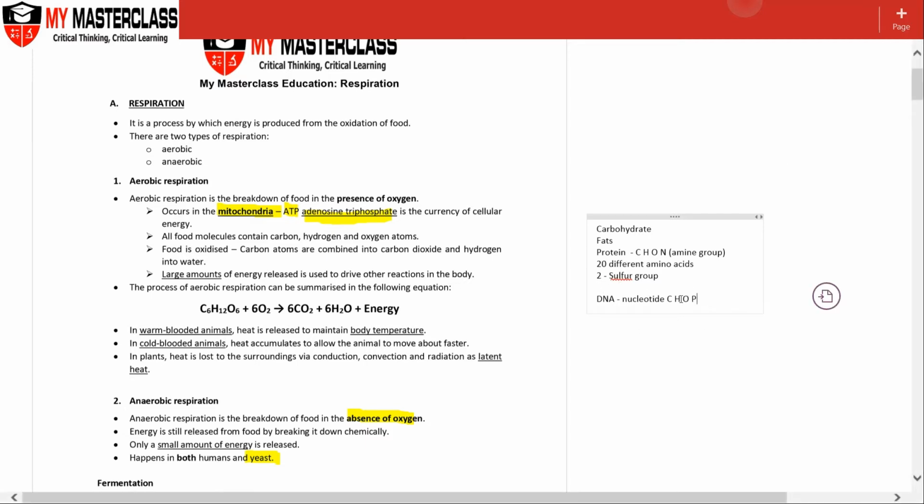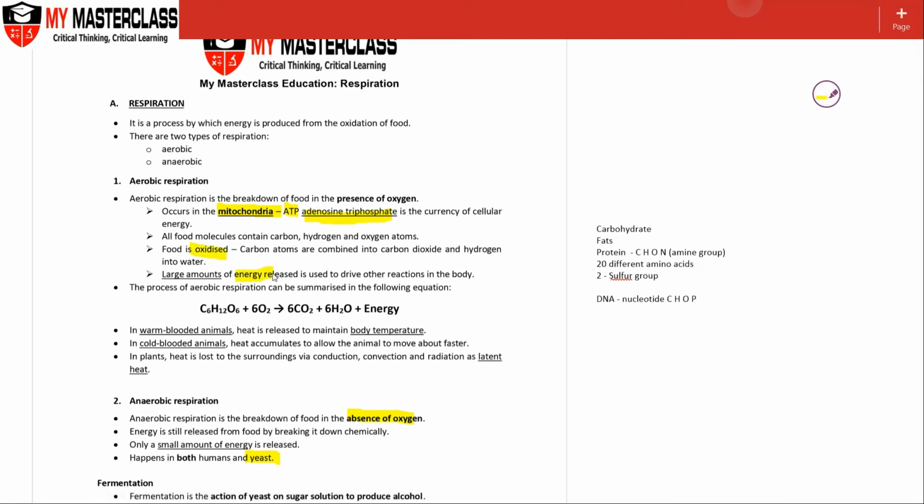Now, this one is just a side thing that you might want to keep in mind for further topics. So carbon, oxygen, and hydrogen: the food itself, after it is broken down, meaning digested by enzymes as per your digestion topic in biology before this topic on respiration, is oxidized and then becomes the energy that is produced. Aerobic respiration produces a large amount of energy, whereas in anaerobic respiration, only a small amount of energy is produced. In terms of the chemical equation, it's the opposite of photosynthesis.